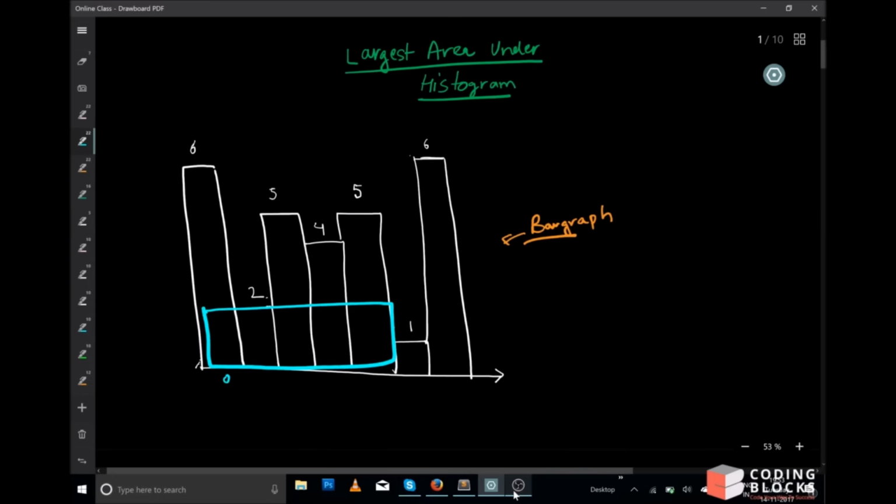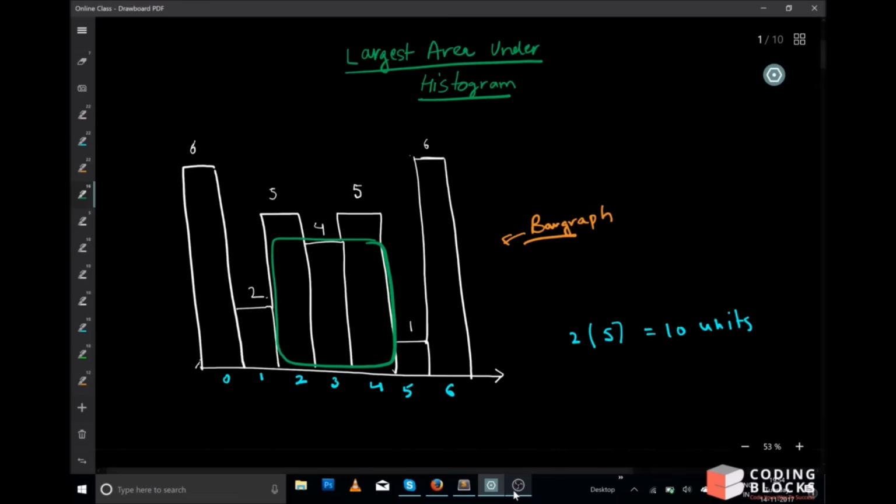So let us do the indexing from 0. So what is the area you can get? You will have a height of 2 and a width of 5 for this box. This is 10 units. Or it is quite possible that instead of drawing this rectangle, you are drawing some other rectangle, maybe like this. The only constraint is that this rectangle should lie completely inside the histogram.